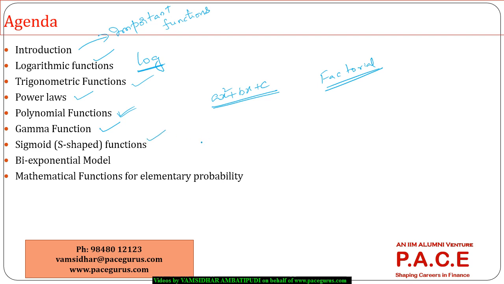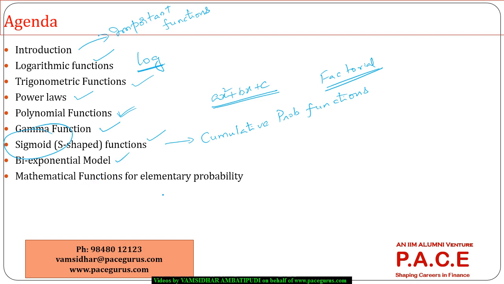Sigmoid functions, which are typically S-shaped functions, are generally used for cumulative probability distribution functions, and even for a few specific density functions, we observed that their cumulative distribution functions are more sigmoid functions. Then we'll talk about the bi-exponential model.